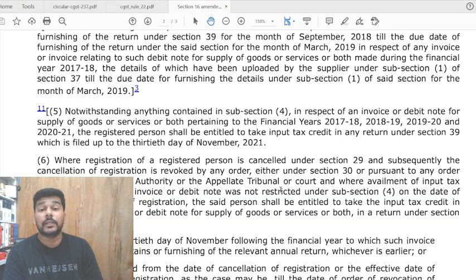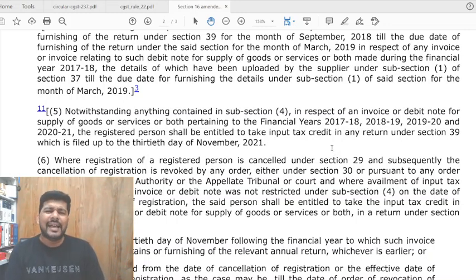Means, from the tax period July 2017 to March 2021, for all these months, if the taxpayer has a claim of input tax credit which earlier probably had got denied because of the late filing of a return, now section 16 subsection 5 was introduced to cover that relief, saying that for any tax period from July 2017 to March 2021, the input tax credit eligibility claiming date will be 30th November 2021. Means, through any GSTR 3B return, if the tax credit has been claimed, then that will be considered as valid credit. And of course, this move was definitely a welcoming one.